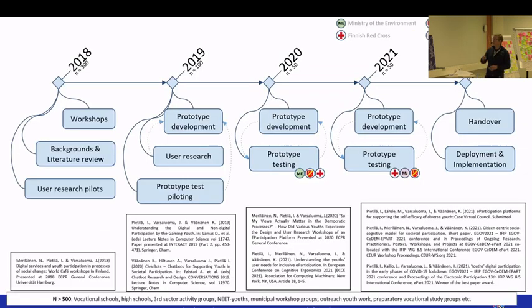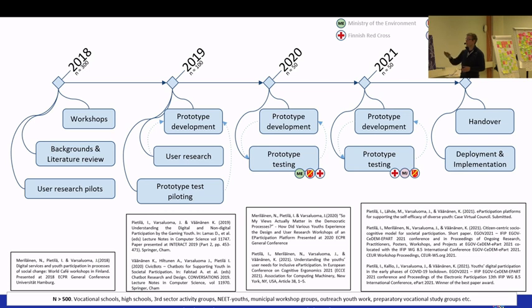Here is an overview of the design process. So it started already in 2018. And we started the first user research. I have shown some findings already. So we started with just trying to understand what the barriers are for young people to participate in societal discussions, basically just learning about the current situation and so on.